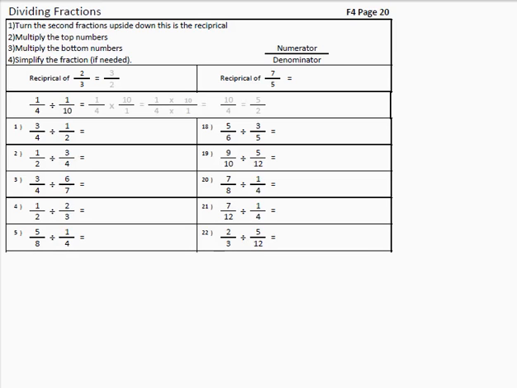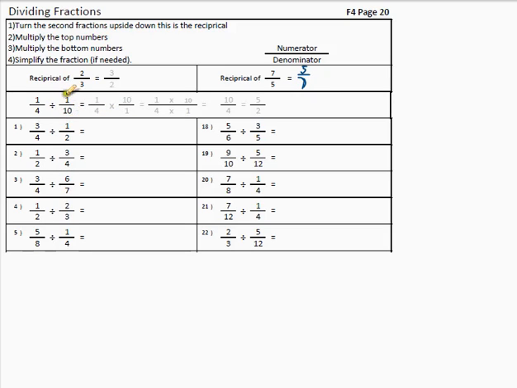Now we're going to divide, which is very similar to multiplying. Turn the second fraction upside down. This is the reciprocal. So what is the reciprocal of 2/3? It is 3 over 2. What do you think the reciprocal is of 7 over 5? 5 over 7. Yeah?